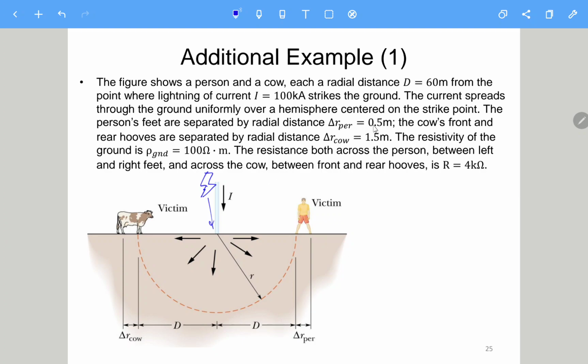Okay, so 0.5 meter. And then the cow's front and rear hoofs, 前后脚, are separated by a radial distance, delta R cow, 1.5 meter. The resistivity of the ground is rho ground. And the resistance across the person between the left and right feet, and across the cow between the front and rear hoofs, is 4k ohm.